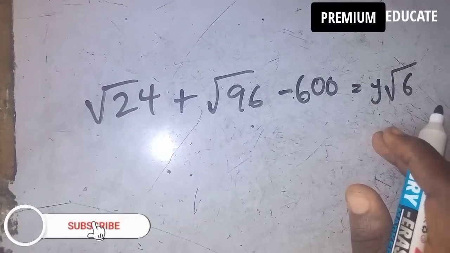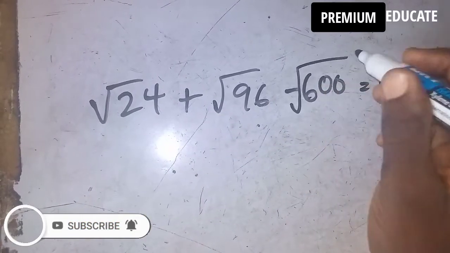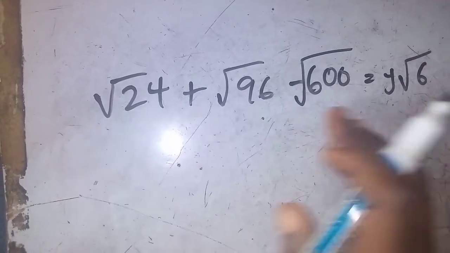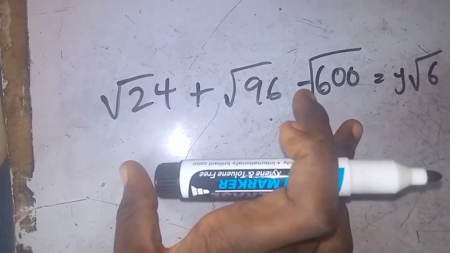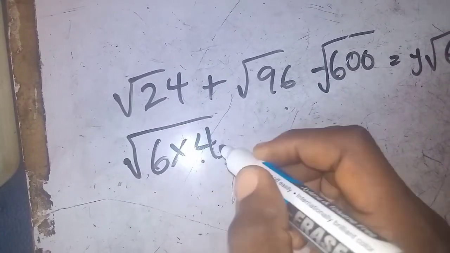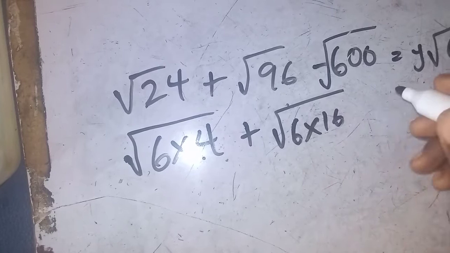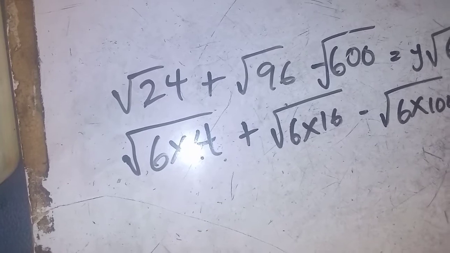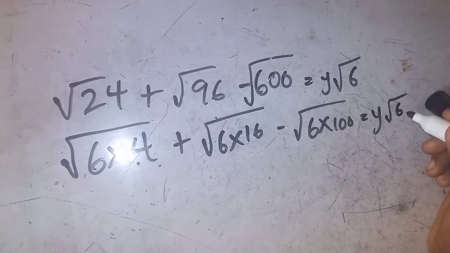Alright, so this is number 4 question now. We have root 24 plus root 96 minus root 600 equals y root 6. Now the first thing I want to do is to derive the root 6 of this. I want to remove root 6 out of these 3 numbers. This is what I mean. If you look at this 24, you can further break it down to 6 times 4 plus 96. You can break it down to 6 times 16 minus 600. You can break it down to 6 times 100 equals y root 6. You see that kind of arrangement now.